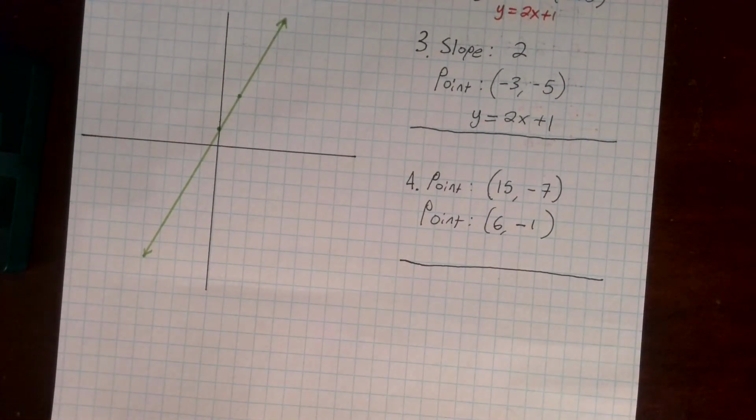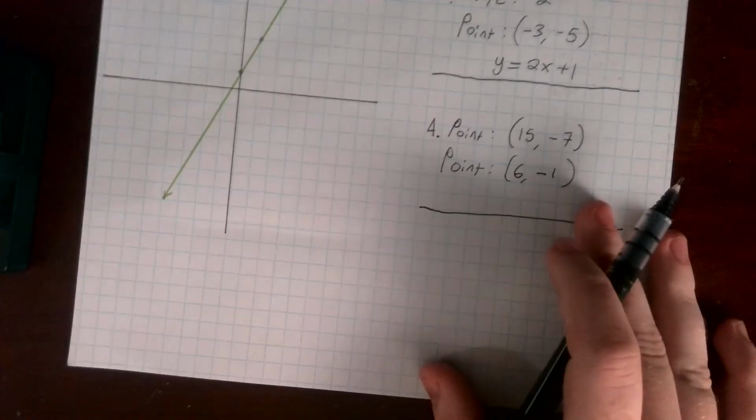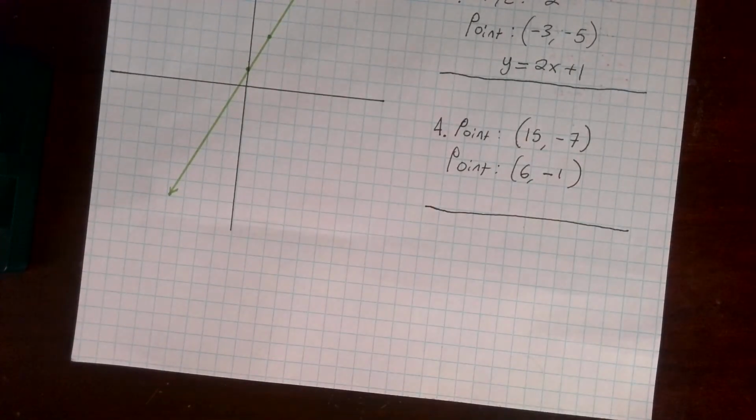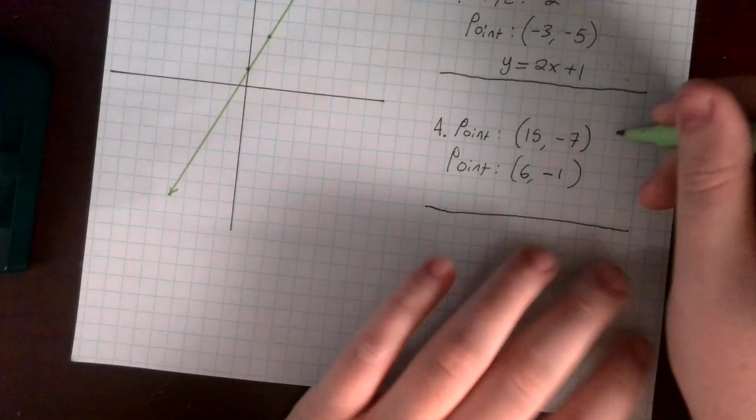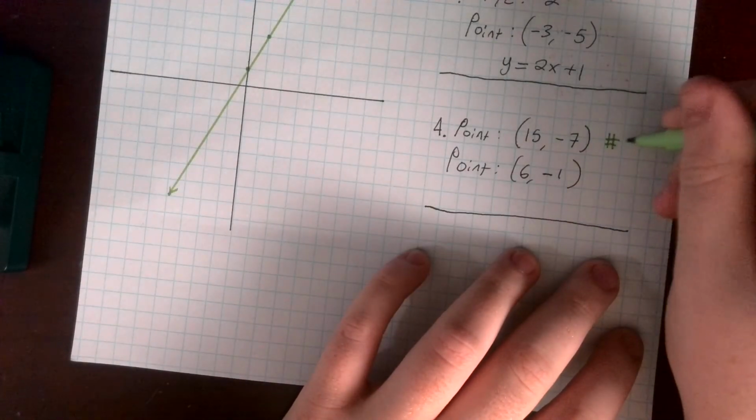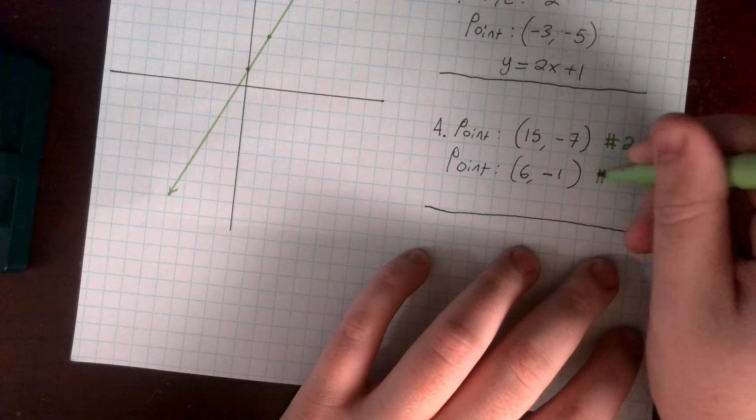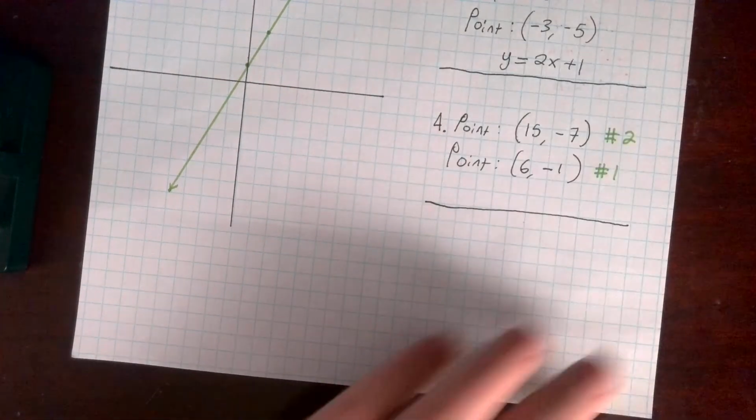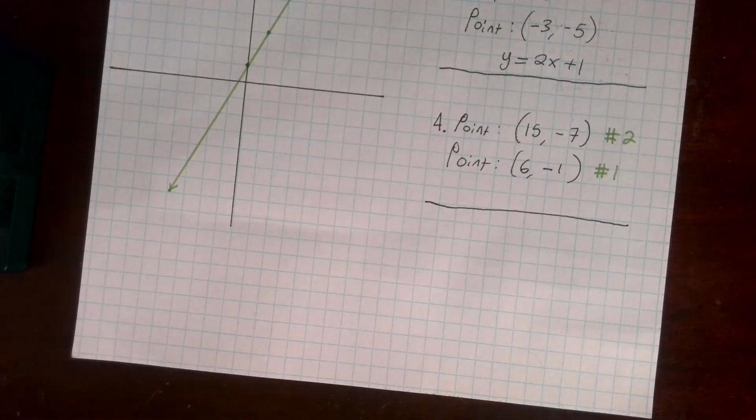I've given you the points (15, -7) and (6, -1). Let's figure out what we can do here. The first thing I always recommend is labeling your points. Remember, we want a point number 1 and a point number 2, and it doesn't matter which is which. I'm going to choose to label, just to show you that it doesn't matter, the first one point number 2, and the second one point number 1. You could swap them around too, and it would still give you the same answer.